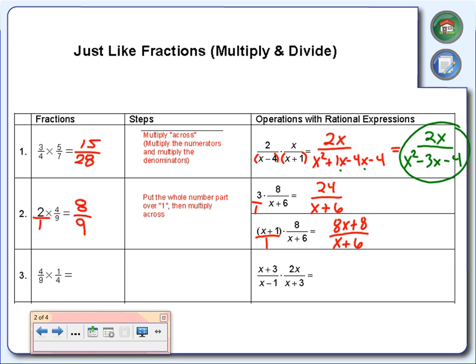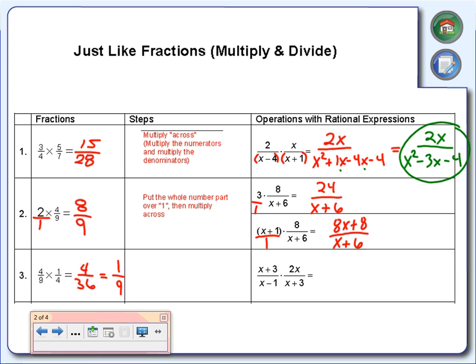All right, let's go on to number 3 over here. Here we have 4/9 times 1/4. Go ahead and multiply straight across, see what happens. 4 times 1 is 4. Now multiply the denominators. 9 times 4. What's 9 times 4? 36. And we reduce 4 over 36. Anybody know what that reduces to? 4 over 36 would reduce to 1 over 9. That is correct.